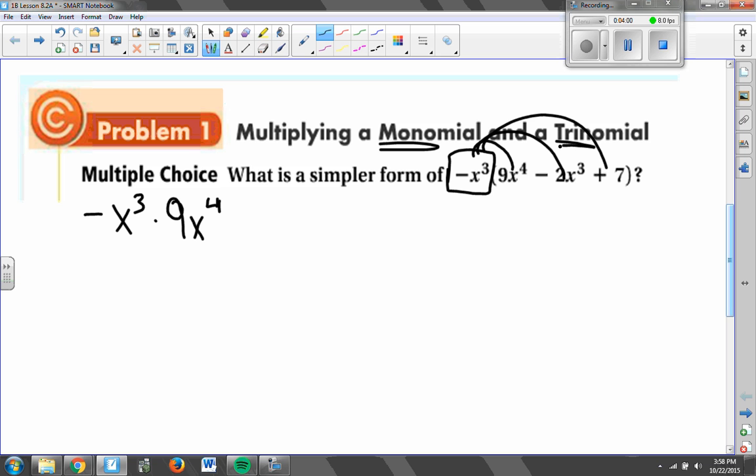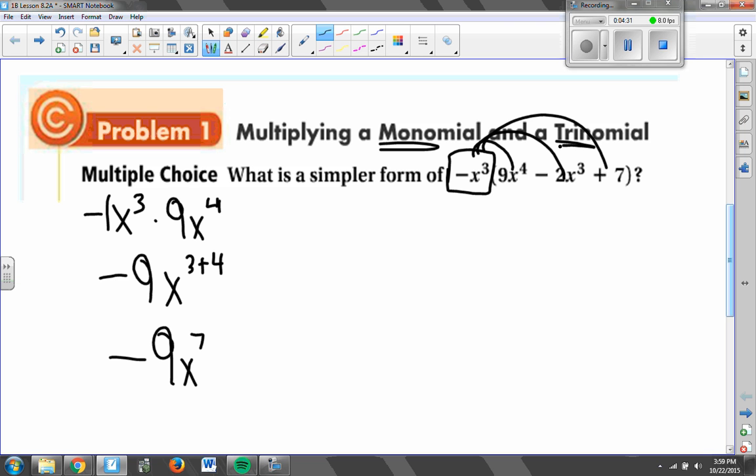Well, I know that the negative 1 that's right there times 9 should give me a negative 9. And then x to the third times x to the fourth, that's the same base number with different exponents. So same base, different exponents. When we multiply those, we add the exponents, 3 plus 4. Okay. So that's going to give me negative 9x to the 7th power.